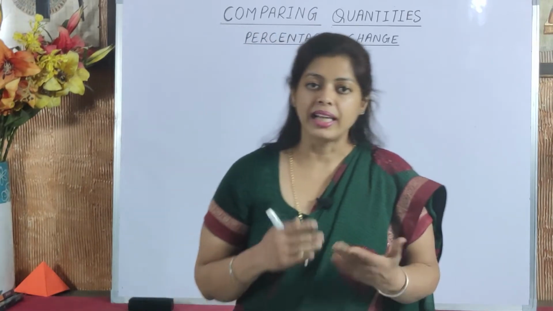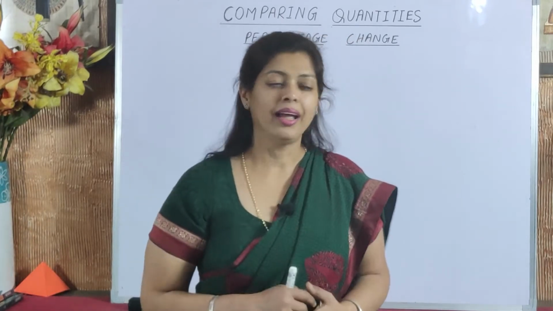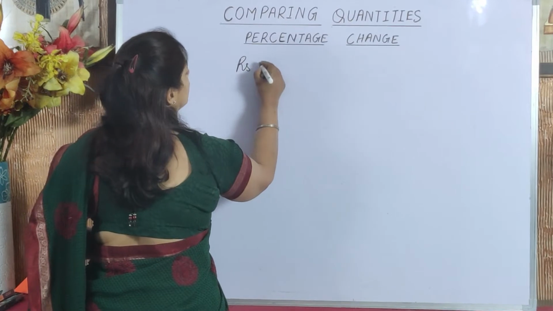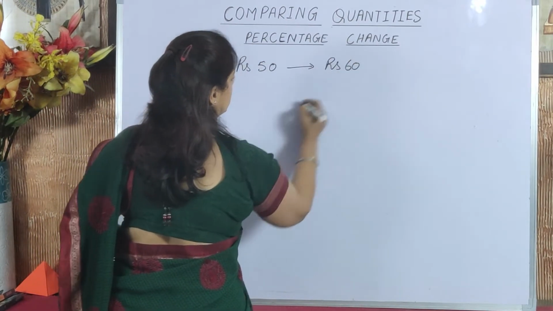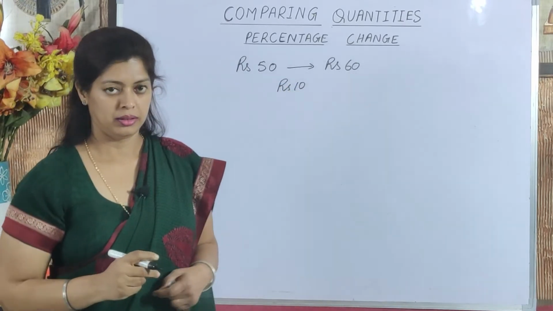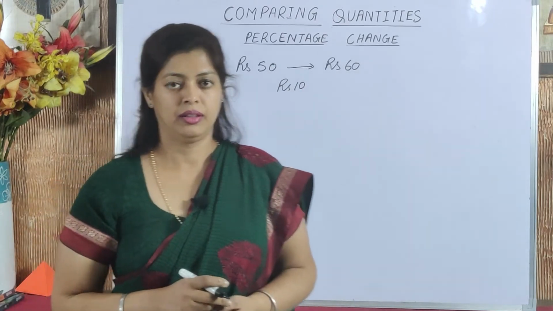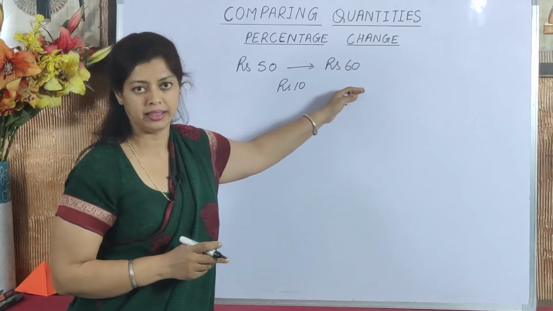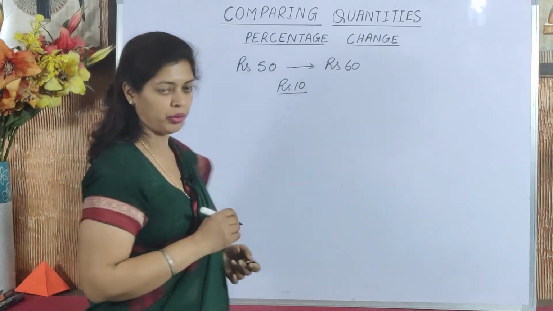Now we'll understand why it is calculated on the original amount with a simple example. Say the price of milk has increased from rupees 50 to rupees 60. This increase of rupees 10, do you calculate on 50 or do you calculate on 60? Obviously you calculate on 50. Then only you add and you get 60. So the increase is always calculated on the original amount.